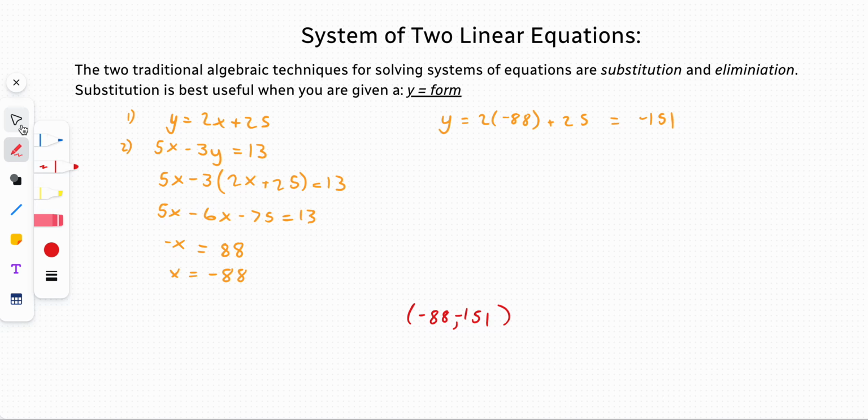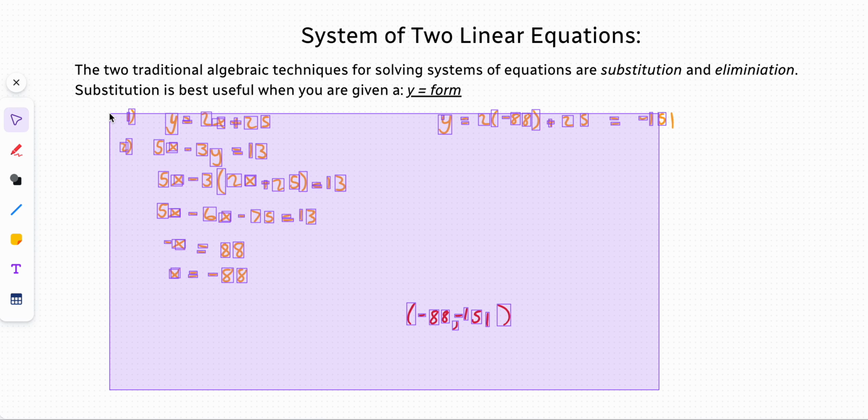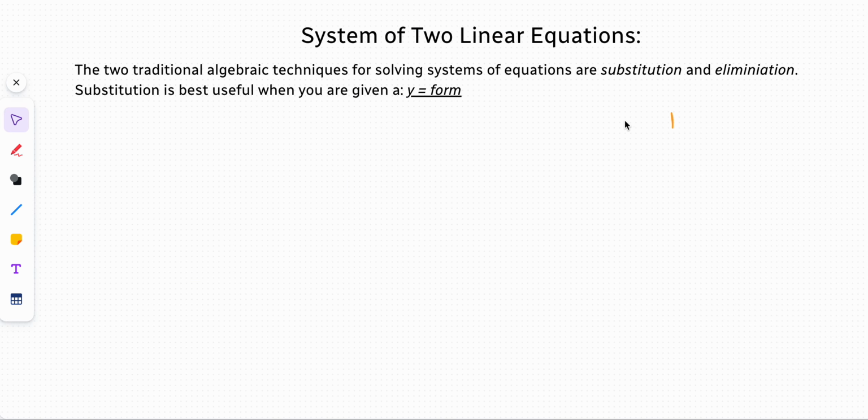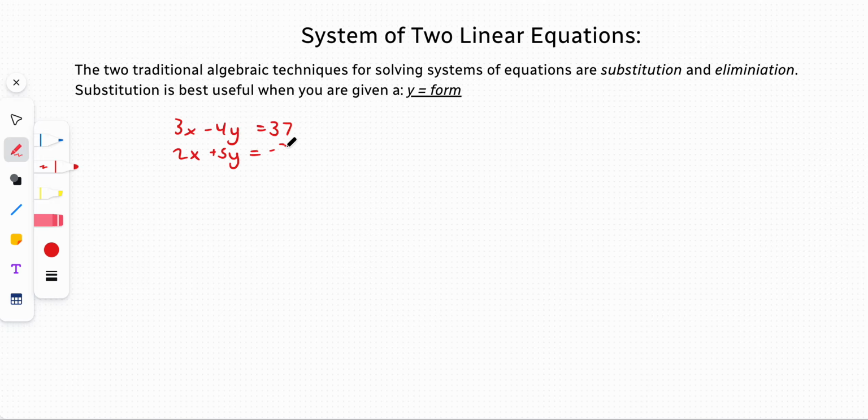Alrighty. Let's do a slightly different type of problem where we're going to use a different method, okay? Let's say we're given the system 3x minus 4y equals 37, and we're also given the line 2x plus 5y equals negative 29. We'll notice that neither equation 1 nor 2 is in the y equals form, so we're going to have to use elimination.